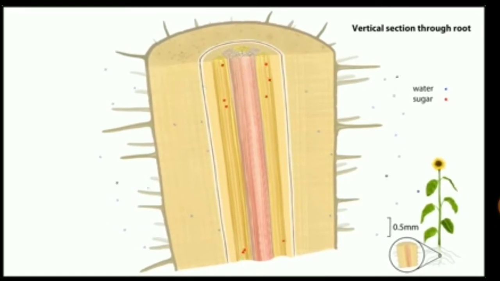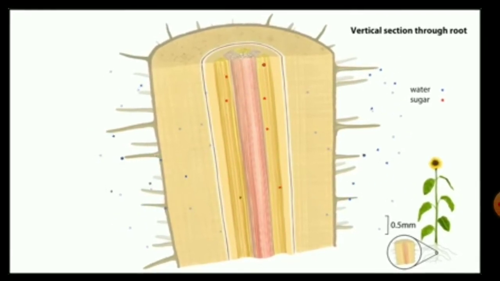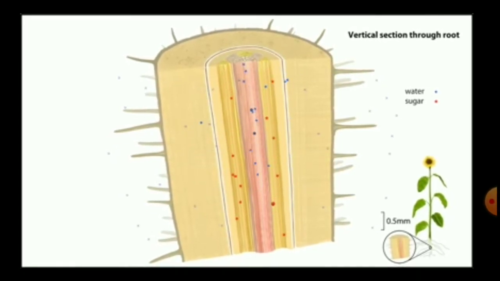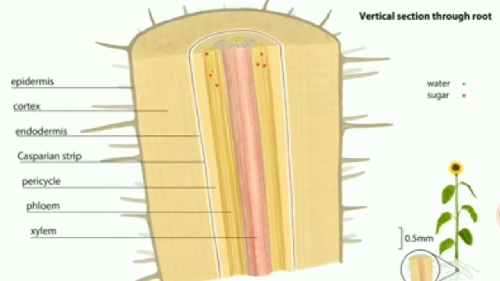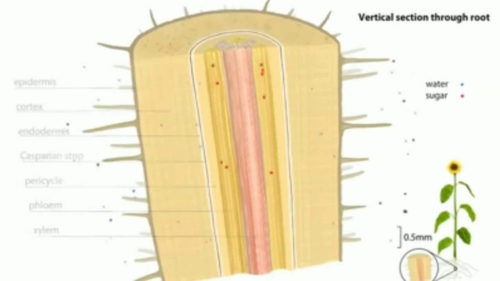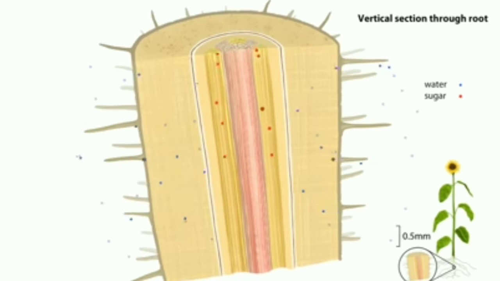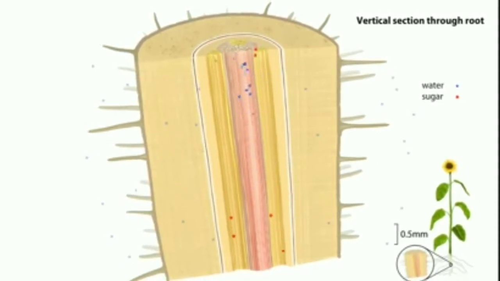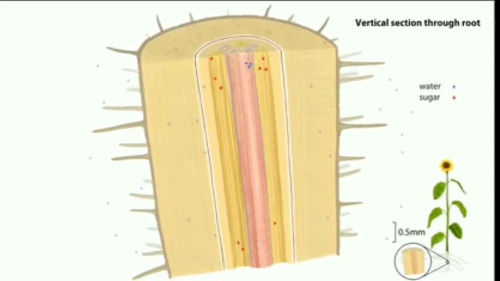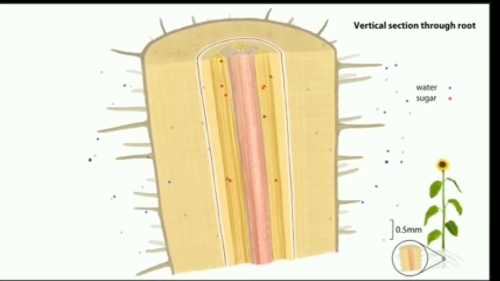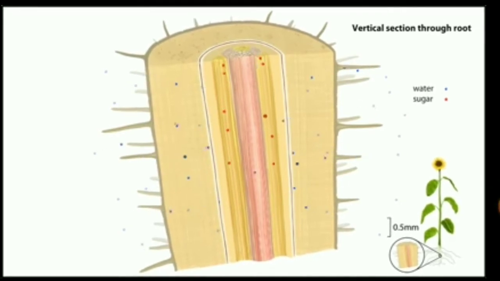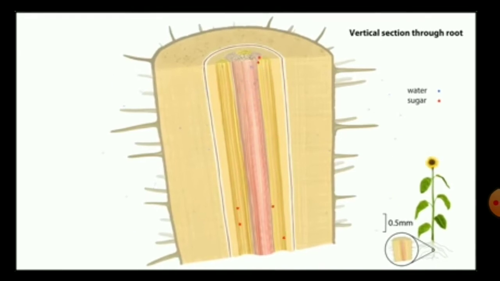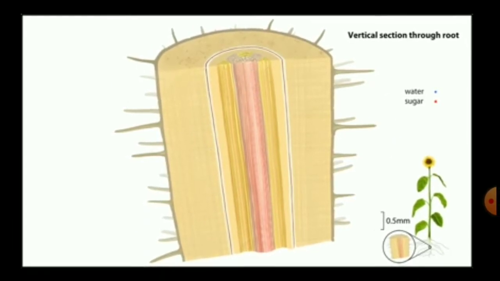Water, minerals, and food are generally moved by bulk flow or mass flow. The bulk movement of substances through the conducting or vascular tissues of plants is called translocation. That means the water enters root hairs and then enters the epidermis, then the cortex region and into the vascular bundles, that is xylem and phloem.